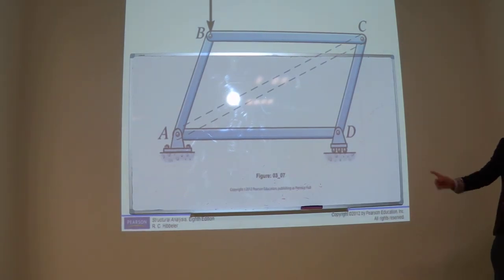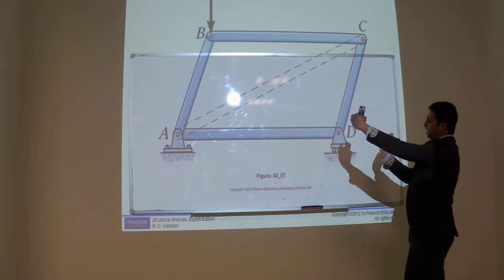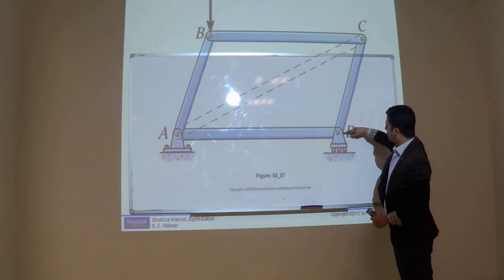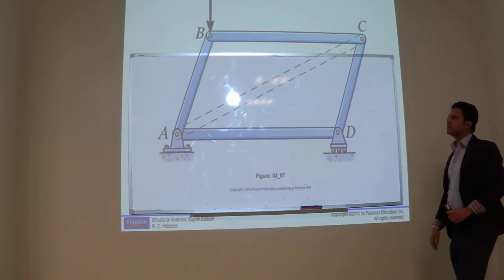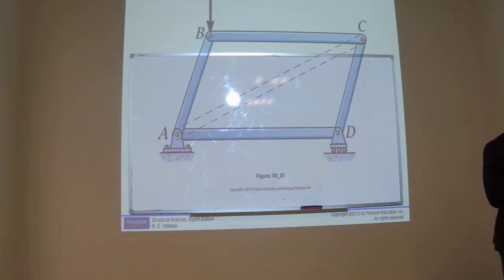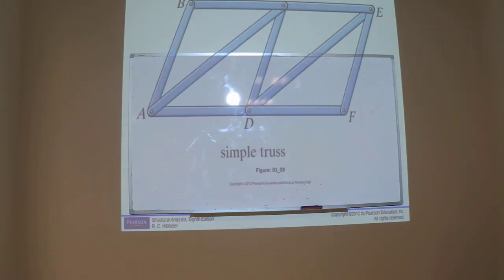What do you think? Is this truss stable or not? Not stable. Why? It can be pushed. It's a roller. If you move this roller this way, the structure would change its alignment. Well, I agree with you.